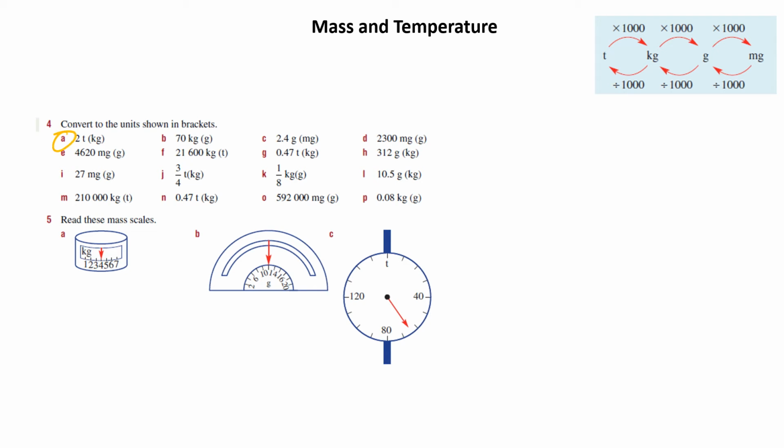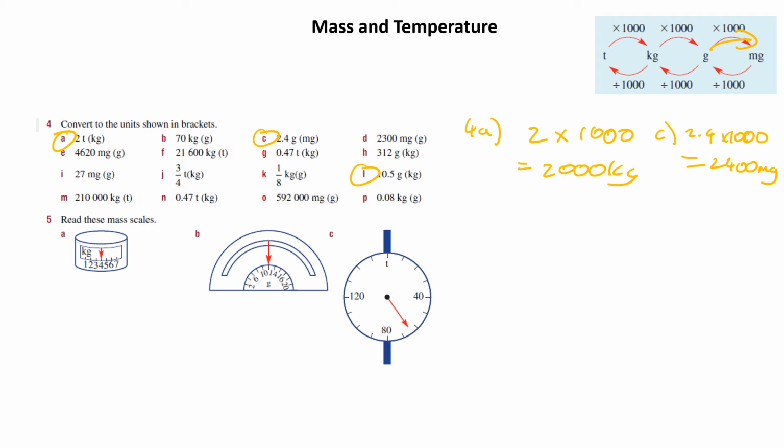For example, for A, I'm going to go from tons to kilograms. That means I'd multiply by 1,000. So for A, it would be 2 times 1,000, and that's going to give me 2,000 kilograms. If I went from 2.4 grams, in this case going from grams to milligrams, I'm going to multiply that by 1,000. So C is 2.4 times 1,000, and that's going to equal 2,400 milligrams. Remember, make sure you're using the right units here.